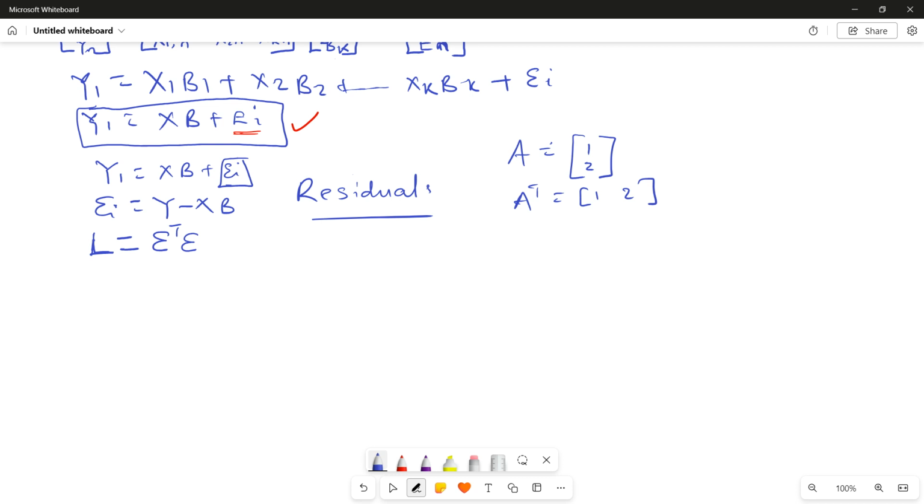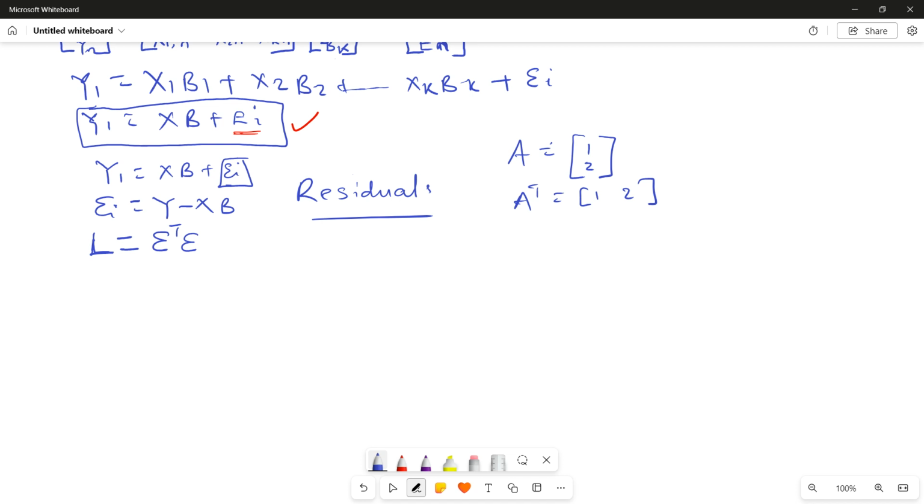Okay, so the column has now become a row. So we are going to use this concept of transpose of a matrix. What we know is that if the error term is a vector, if there's a vector somewhere that is containing the error terms, right?